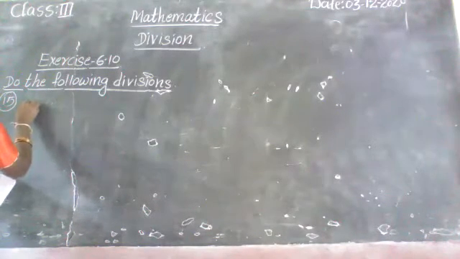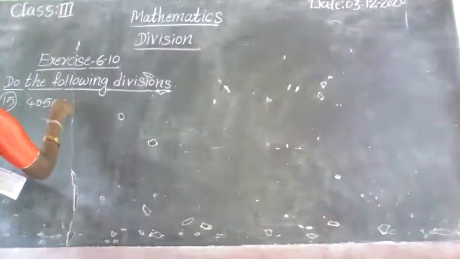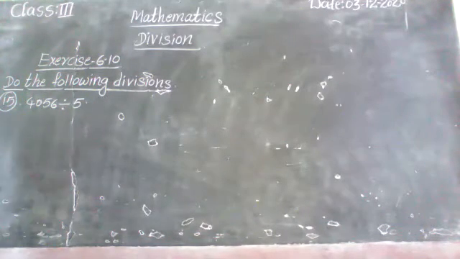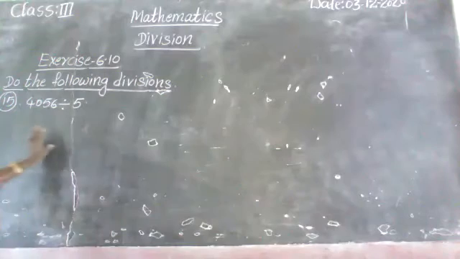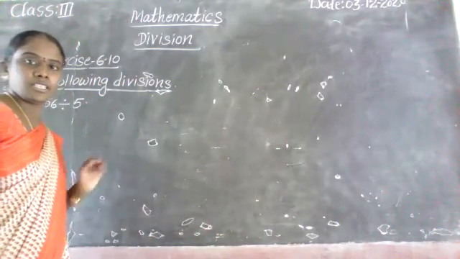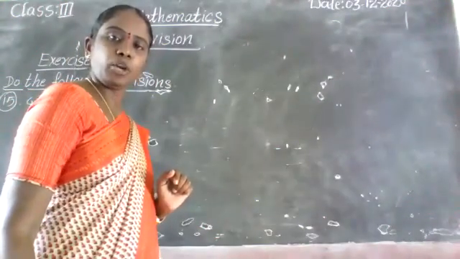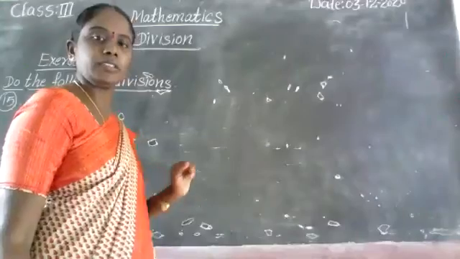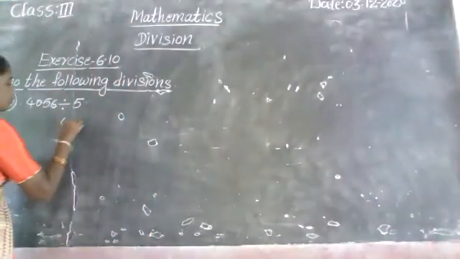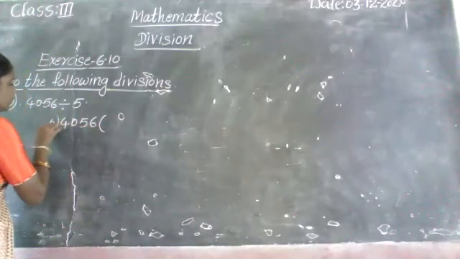Fifteenth problem: 4056 divided by 5. Sakshi, sit properly.